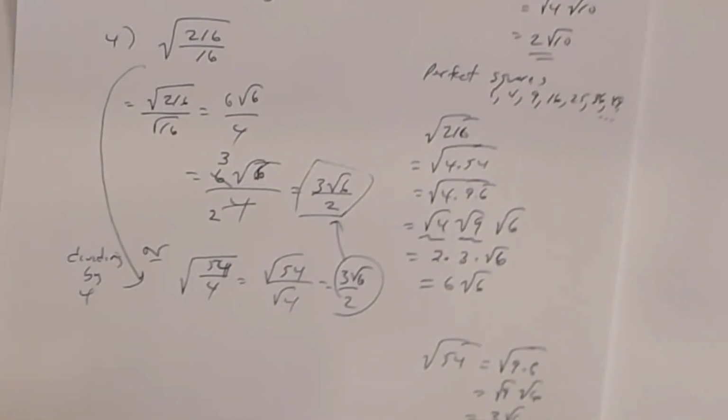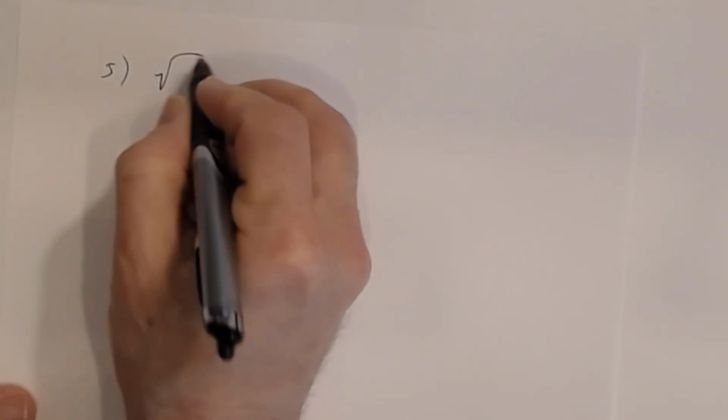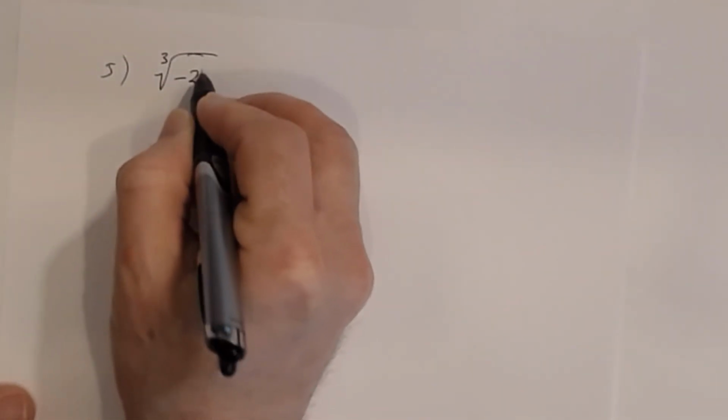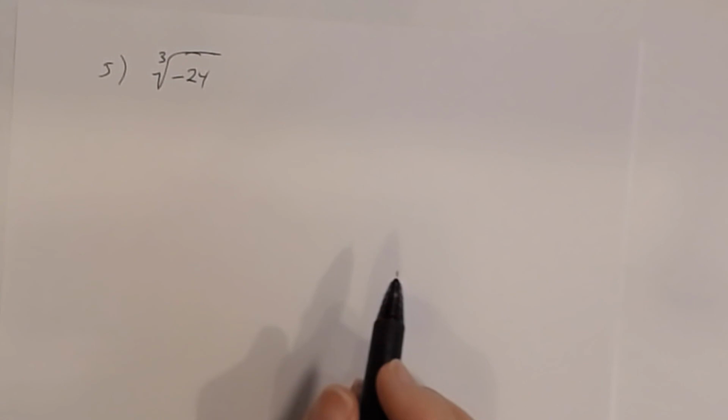All right, let's look at number 5. Okay, now in number 5, we have the cube root of negative 24. Cube root of negative 24.